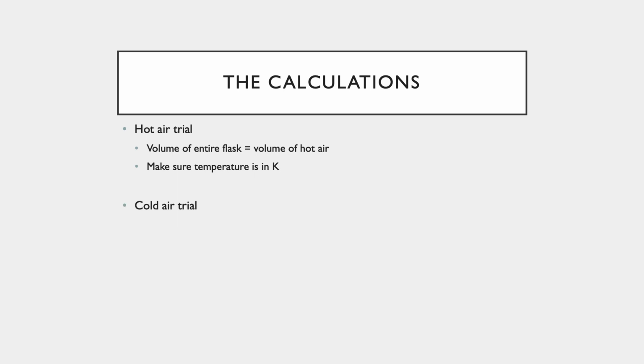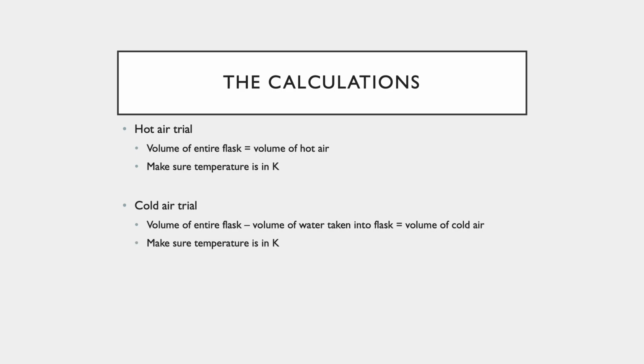We're going to do the same thing for the cold air. It's a little bit more particular calculation-wise, because now to get the cold air volume, you're going to take the volume of the flask minus the volume of the water that was basically taken into the flask. And what we're going to do from there, again, make sure your temperature is in Kelvin. We can now calculate what we're going to call our Charles' Law constant ratios, this volume over temperature ratio for our hot measurements and for our cold measurements. And hopefully these values are pretty close together, or they should at least be reasonably close together.